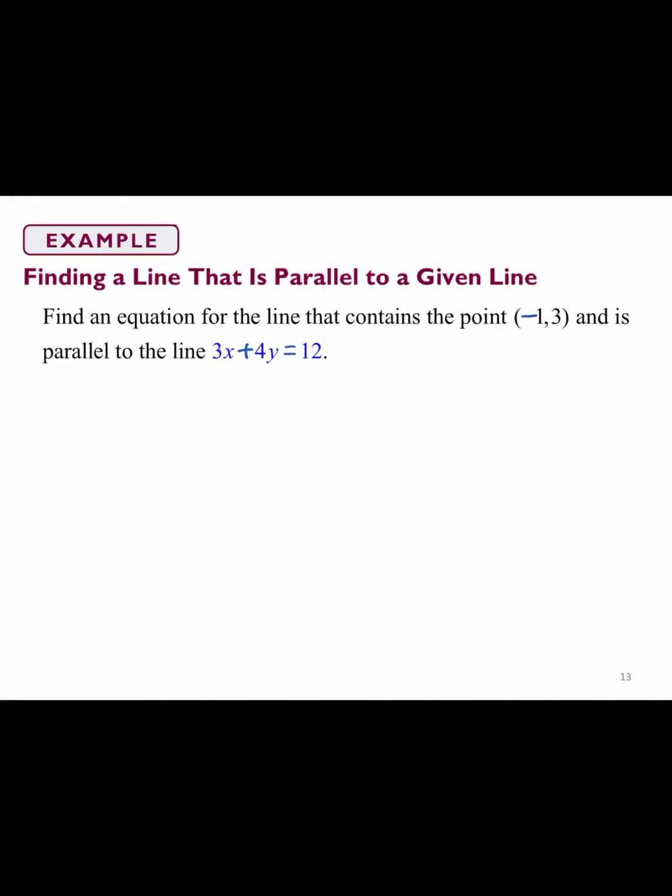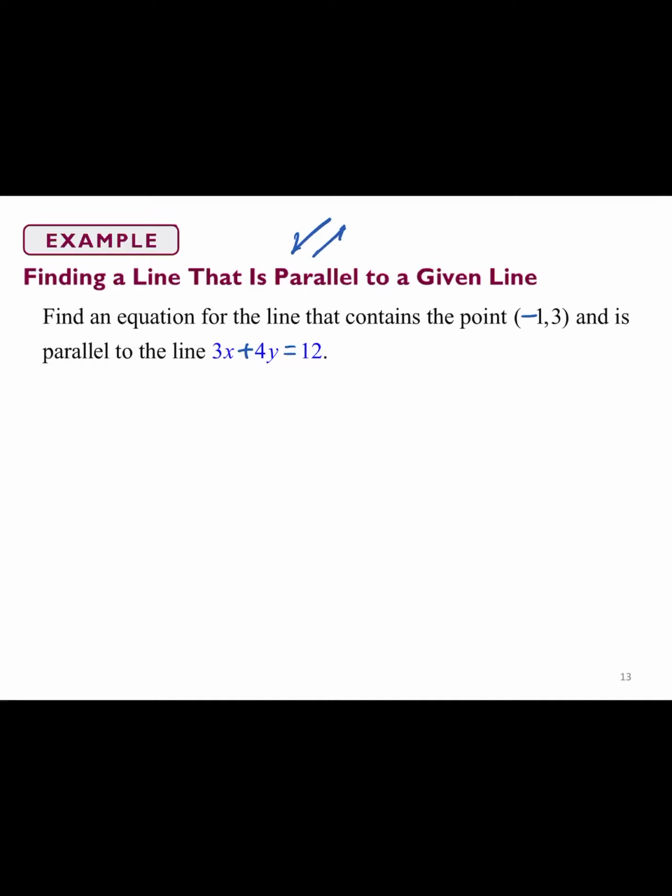All right. Find the equation for the line that contains the point (-1, 3) and is parallel to the line 3x plus 4y equals 12. Easy enough. But before we do anything, we need to write this equation that's in general form into slope-intercept form so that we can identify the slope. By the way, the symbol for parallel lines looks like that.